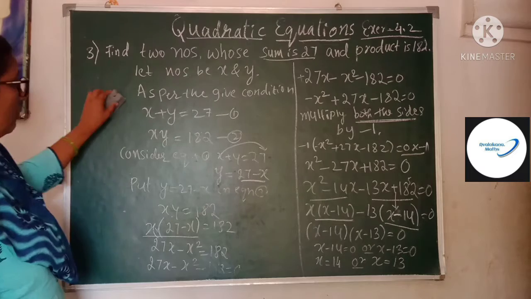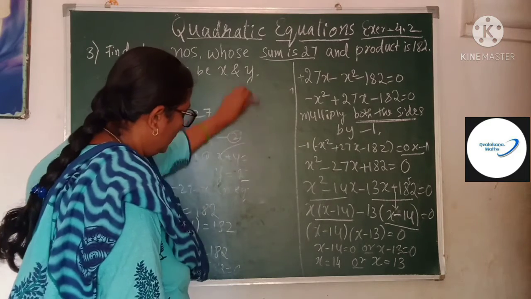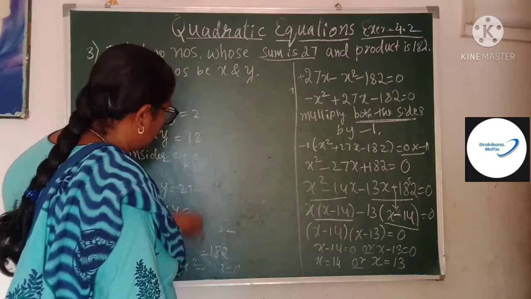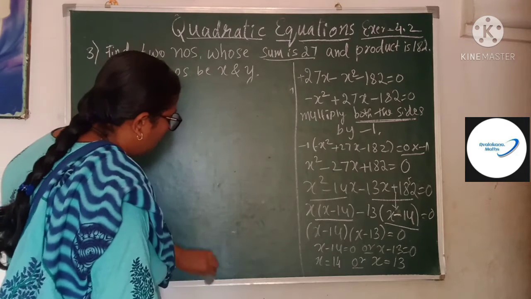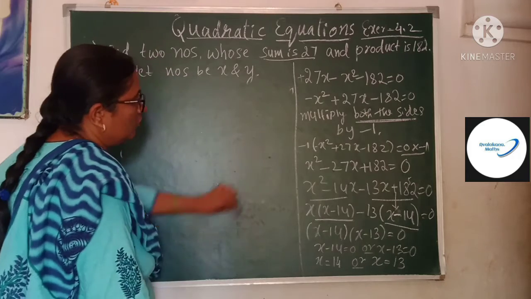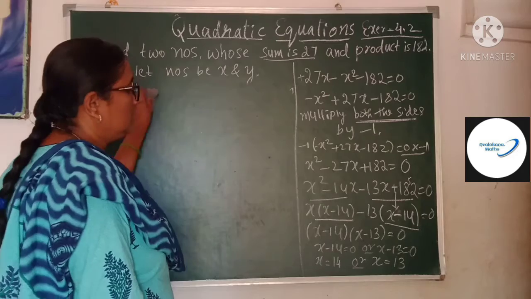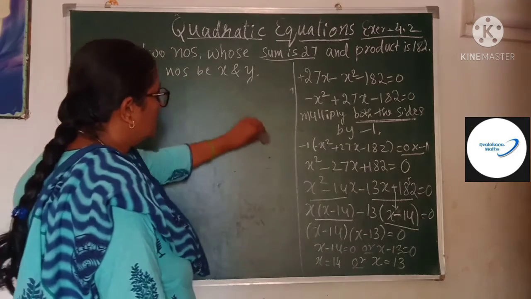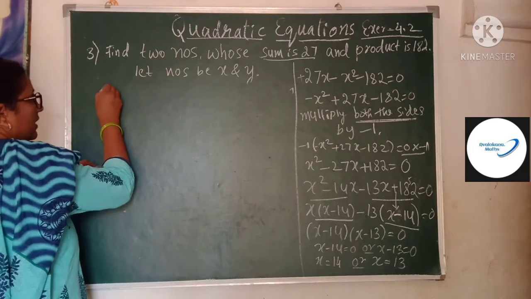Children, see here, for word problems it is compulsory to write the conclusion in words. For that one you have the marks. So here, of course you have got the values: x is equal to 14 and 13. They have not discussed anything about x and y, so these are the assumptions we have taken. So one of the numbers is what? x is equal to 14 means one number is 14.